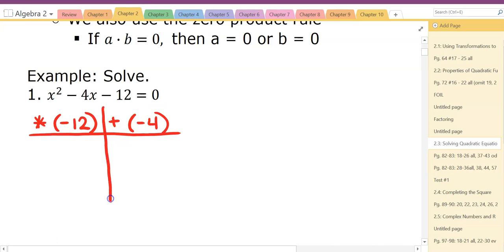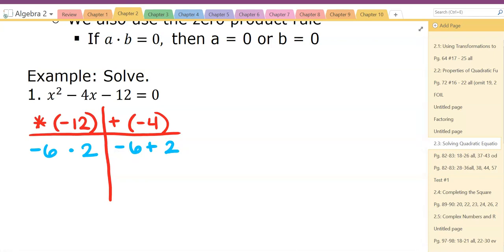So we're looking for two numbers that would do both of those things. They both have to multiply to negative 12, and they both have to add to negative 4. So the numbers that I'm thinking of would be 6 and 2. And if I have negative 6 times positive 2, I get negative 12. Negative 6 plus 2, I get negative 4. So those are your magic numbers.